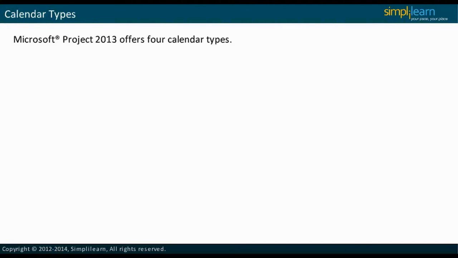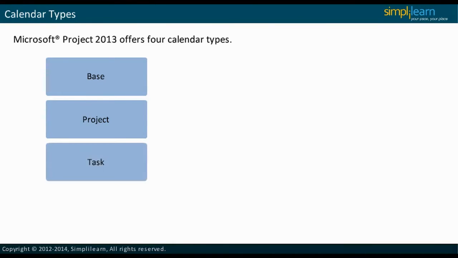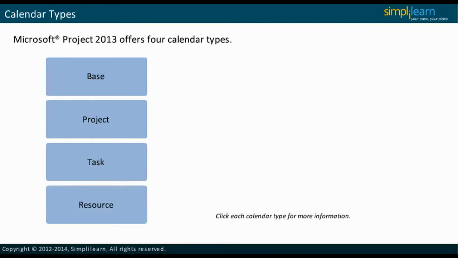Microsoft Project 2013 offers 4 calendar types: Base Calendar, Project Calendar, Task Calendar, and Resource Calendar. Click each calendar type for more information.